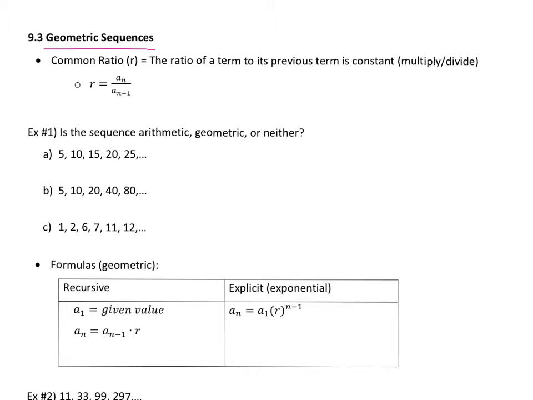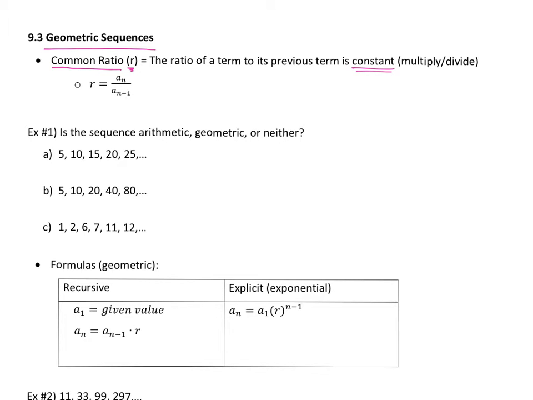So the first thing that is different with a geometric sequence versus an arithmetic sequence is a geometric sequence has what we call a common ratio. And you're going to see that as the letter R in the formulas that we use. And it's just the ratio of a term to its previous term. It's the second term divided by the first, or the third term divided by the second, and it will be a constant. In other words, it's a number that doesn't change throughout the formula.